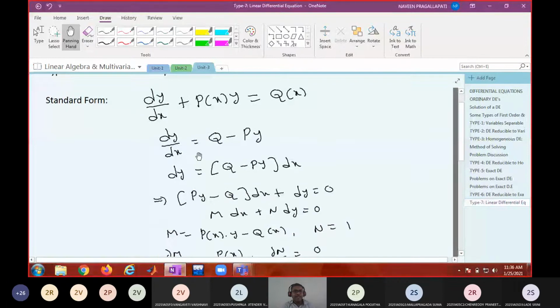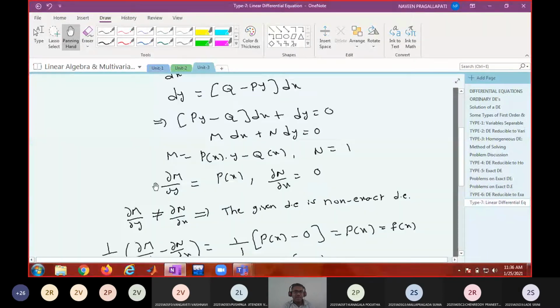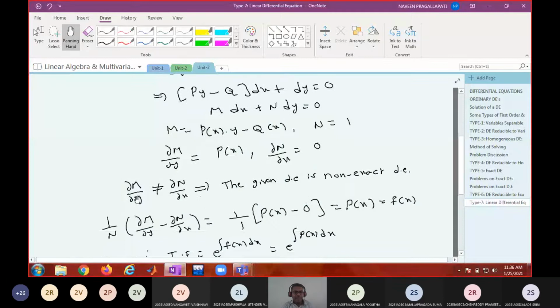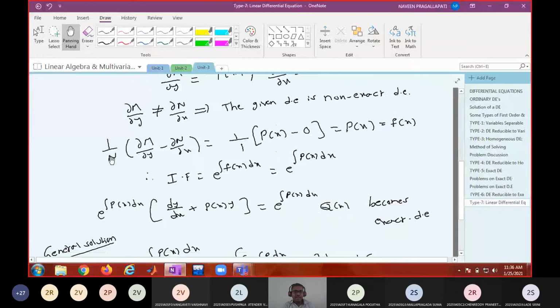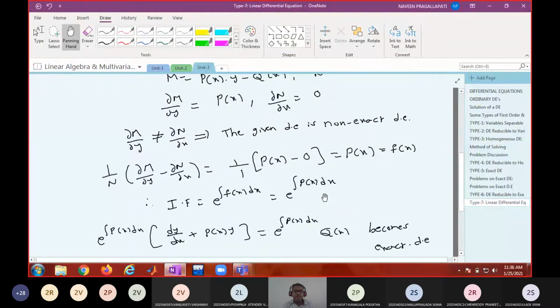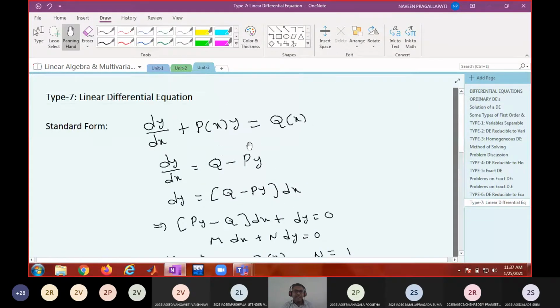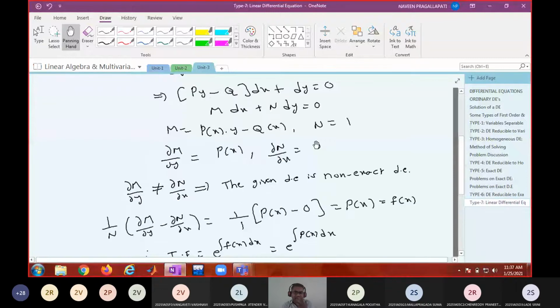So after that we have seen that this is actually a non-exact differential equation. We observed that ∂M/∂y is not equal to ∂N/∂x, therefore it is not exact. Then we try to find an integrating factor, and the integrating factor is going to be e power integral P dx. Once you multiply this integrating factor to the given linear differential equation, that non-exact equation becomes exact, and you know how to solve an exact differential equation.